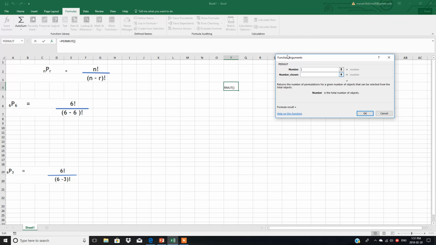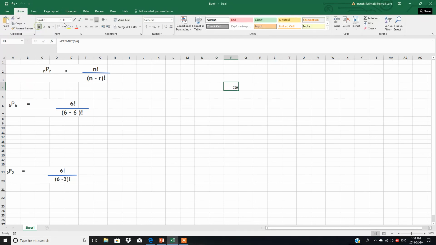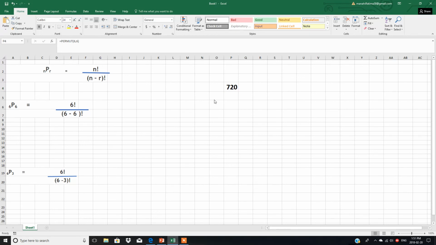So the function argument box will open. For number you have to write down 6, because we are considering 6 houses, and 6Pr both are 6, and OK. So see, 720. So in the first case we had 720 different ways, and we did this with the help of a formula.